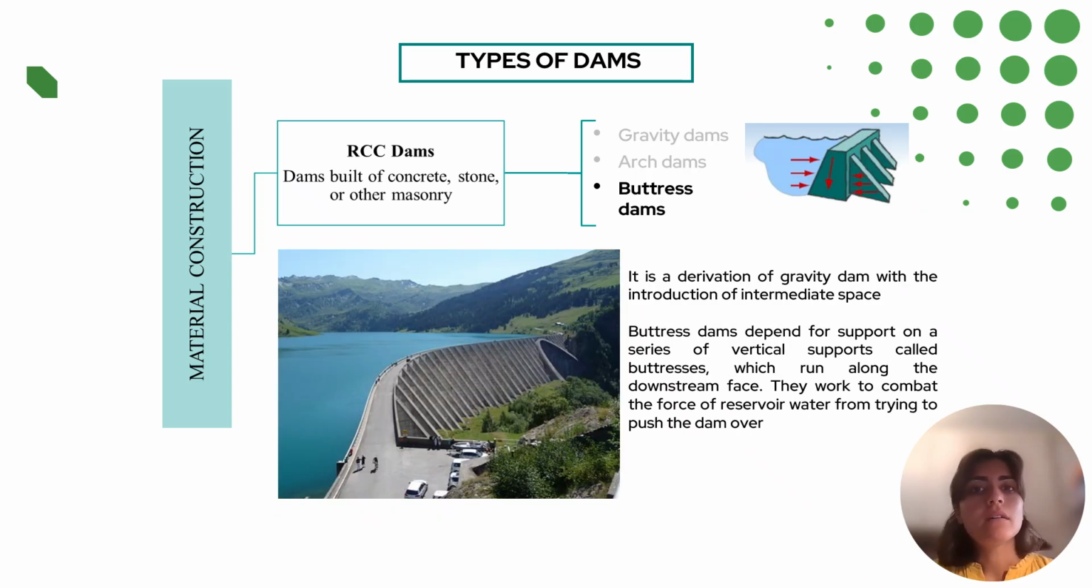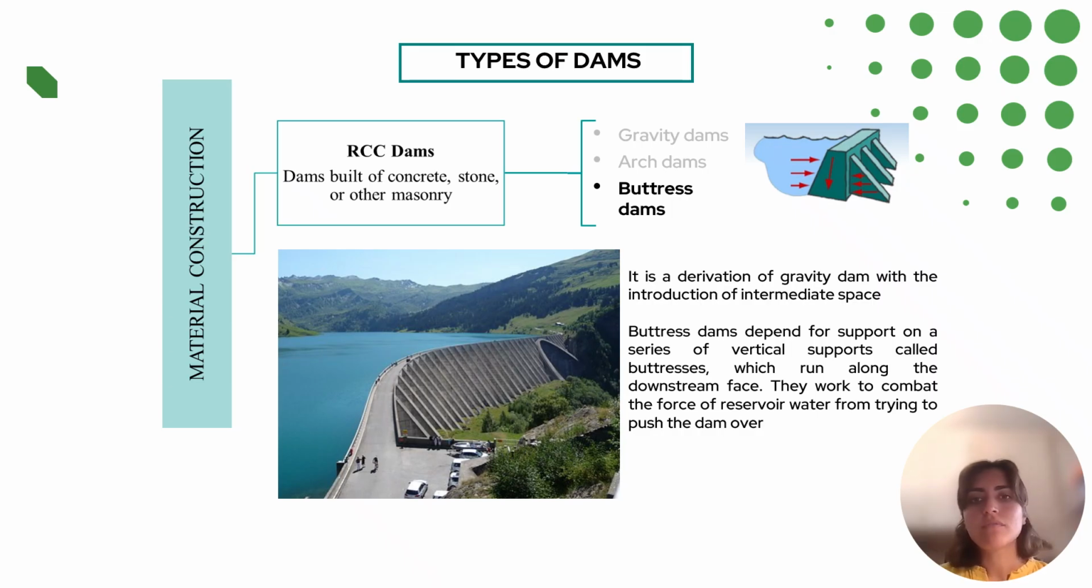In the end, there are buttress dams. A buttress dam can be considered a variation of a gravity dam, but instead of relying only on its own massive weight, it is supported by a series of triangular walls called buttresses. These buttresses are placed on the downstream side and act like vertical supports, preventing the dam from being pushed over by the force of the reservoir water.